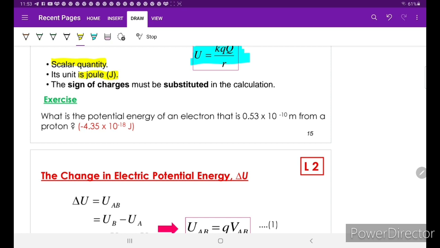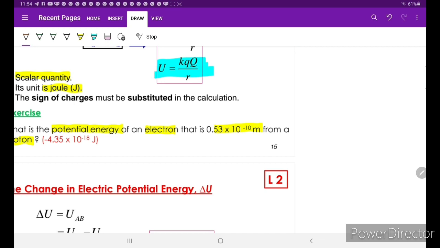Let us see this exercise. What is the potential energy of an electron that is 0.53 × 10^-10 meter from a proton? So by using this formula, U equal to, where k is the electrostatic constant or Coulomb constant.